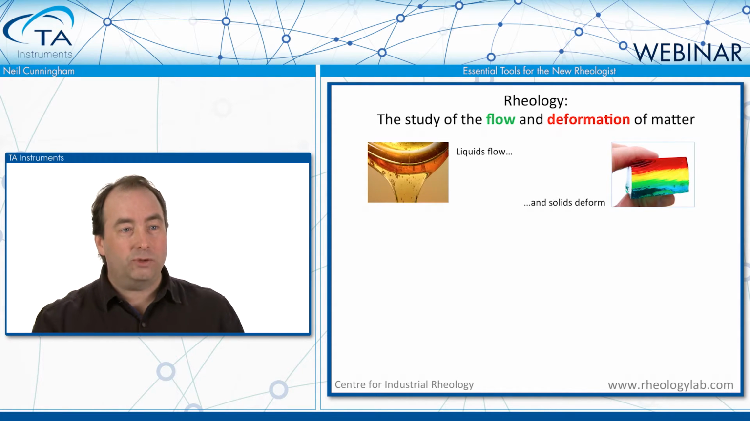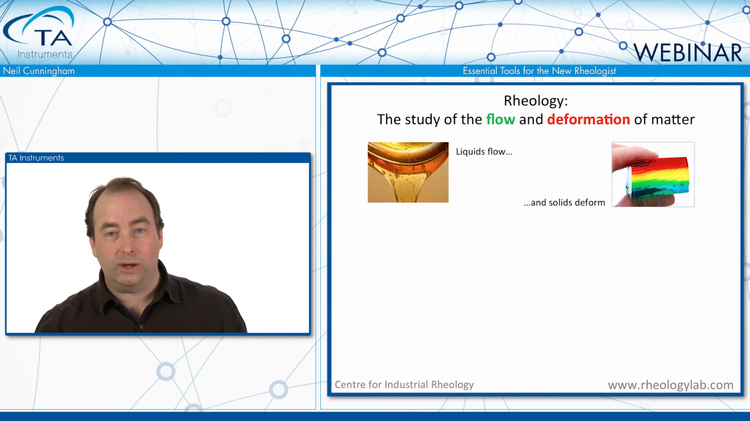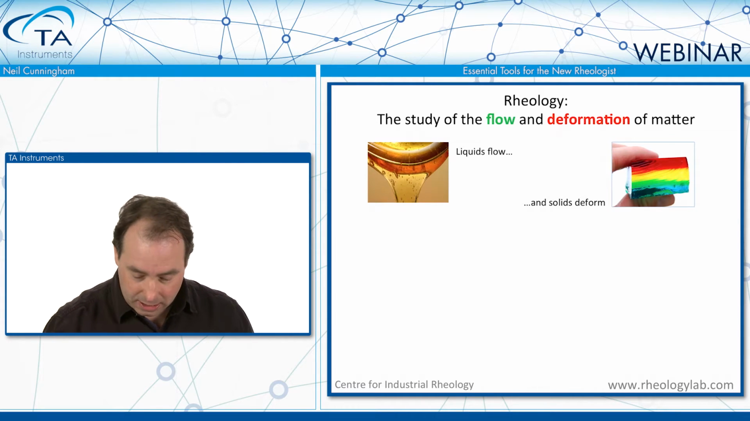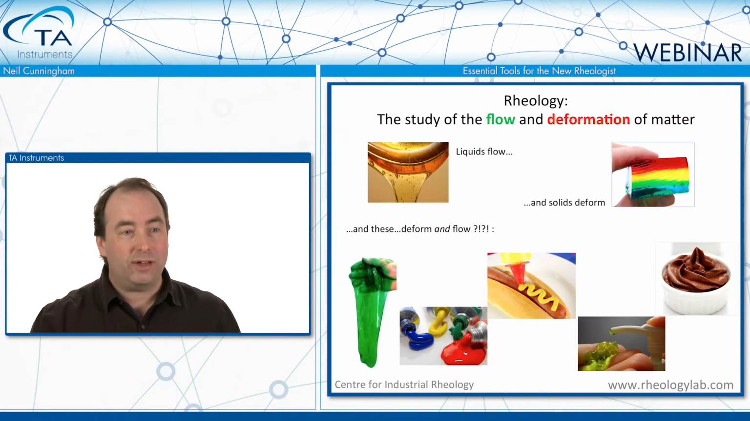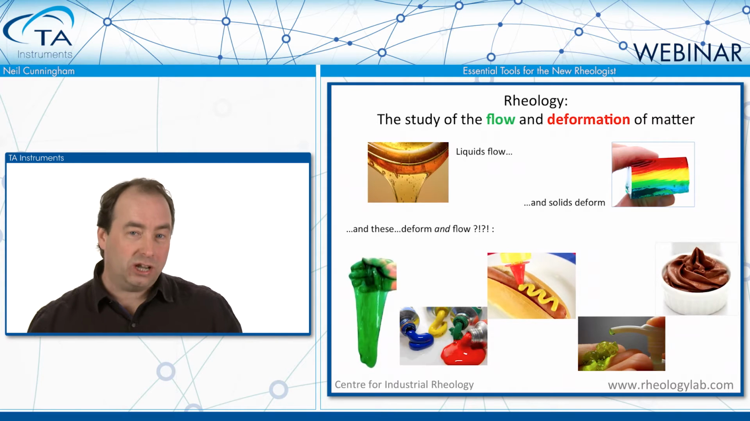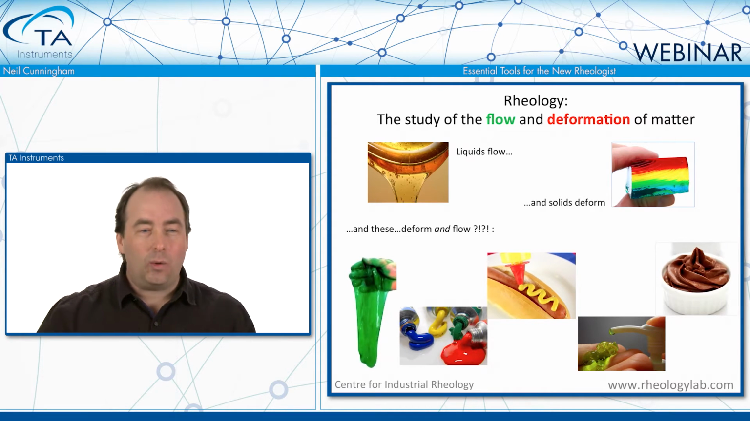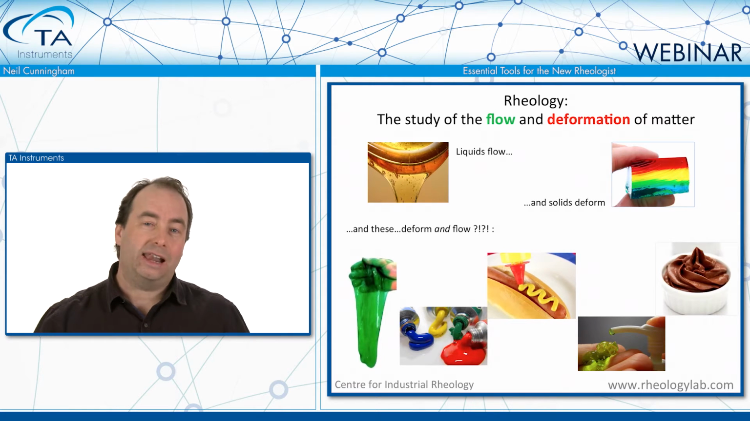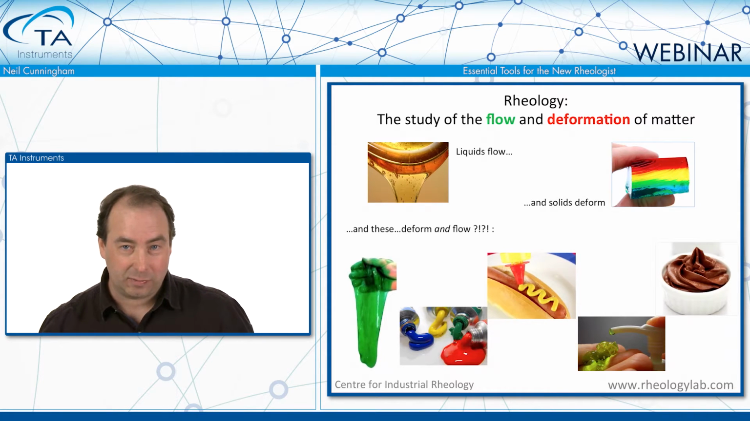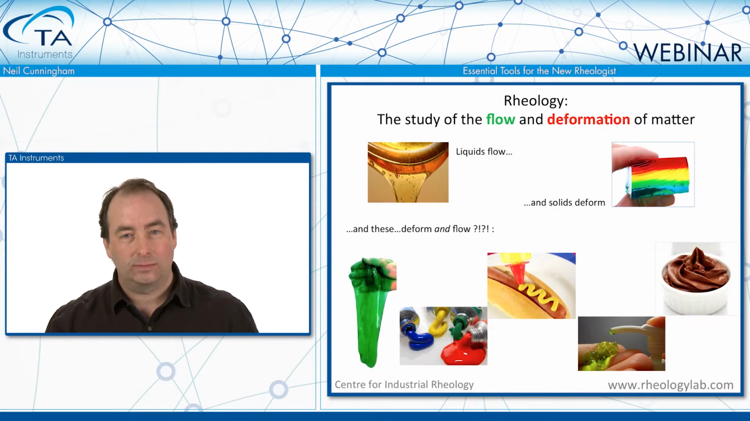So this is great. Here we've got a good example of a liquid and a good example of a solid. But when you get into the real world of manufactured products, things are a lot more complex. What we have here are a whole range of materials that exhibit a combination of solid-like characteristics under some circumstances and liquid-like characteristics under others. So how do we deal with these?